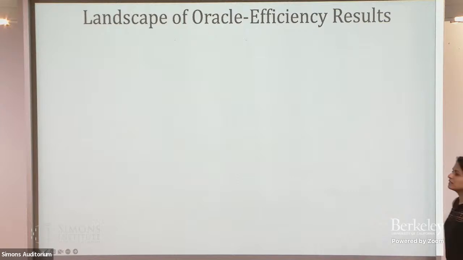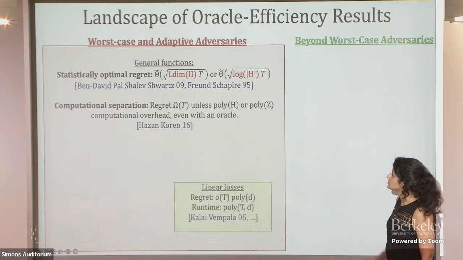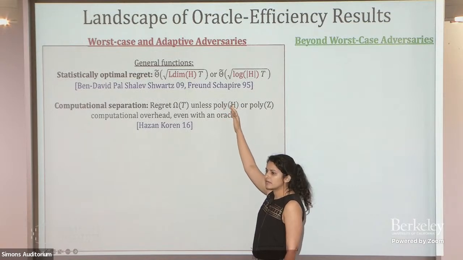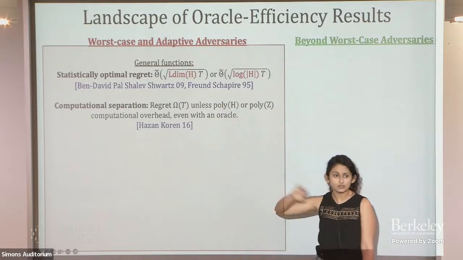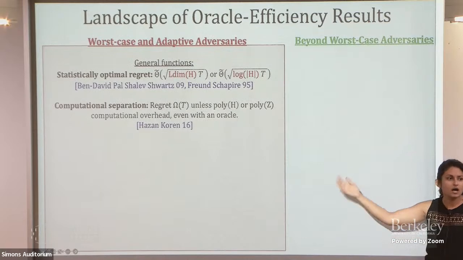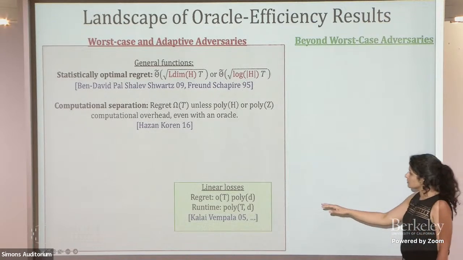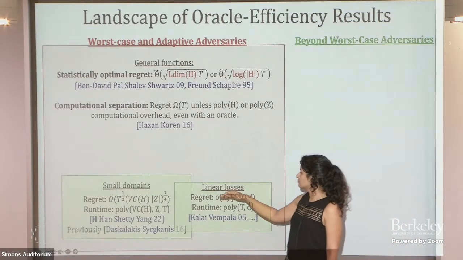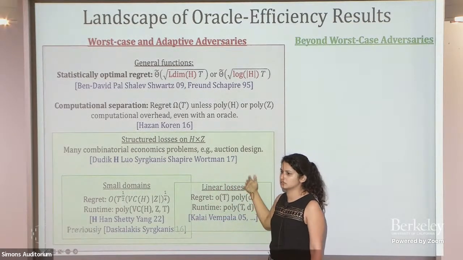Okay, now let me tell you a little bit about what is known. There is the worst case regime and the beyond worst case regime. In the worst case regime, there is unfortunately a gap, as in what is statistically achievable in regret is not computationally achievable. So even if I give you an oracle, you cannot get a no regret algorithm whenever that oracle was working for the stochastic setting. But there are slivers of hope for certain classes, like if the loss is linear, if it has small domain, or if it's structured in other ways, we know how to get these oracle efficient results.